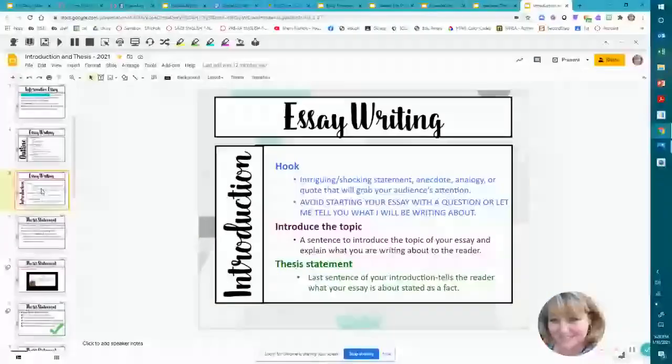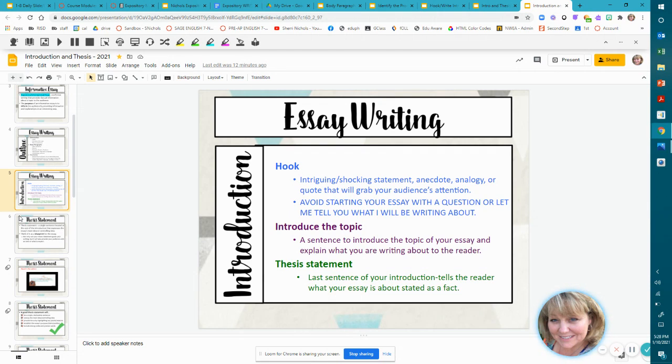Now, when you are looking at writing your thesis statement, it has to go in a certain area of your paper, of your introduction. So we said, we have a hook, which is an intriguing, shocking statement. And we know that it's an anecdote, an analogy, a quote, or something like that that will grab your audience's attention. But you want to avoid starting your essay with a question or let me tell you what I'll be writing about and that sort of thing.